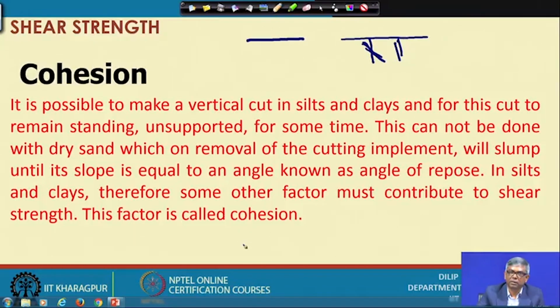That means, in dry sand the shear strength comes from the angle of internal friction, that is phi, whereas in silt and clay there may be phi. In addition to that, there is some other parameter which helps the soil stand unsupported, because of the presence of cohesion. That means cohesion also contributes to the shear strength.